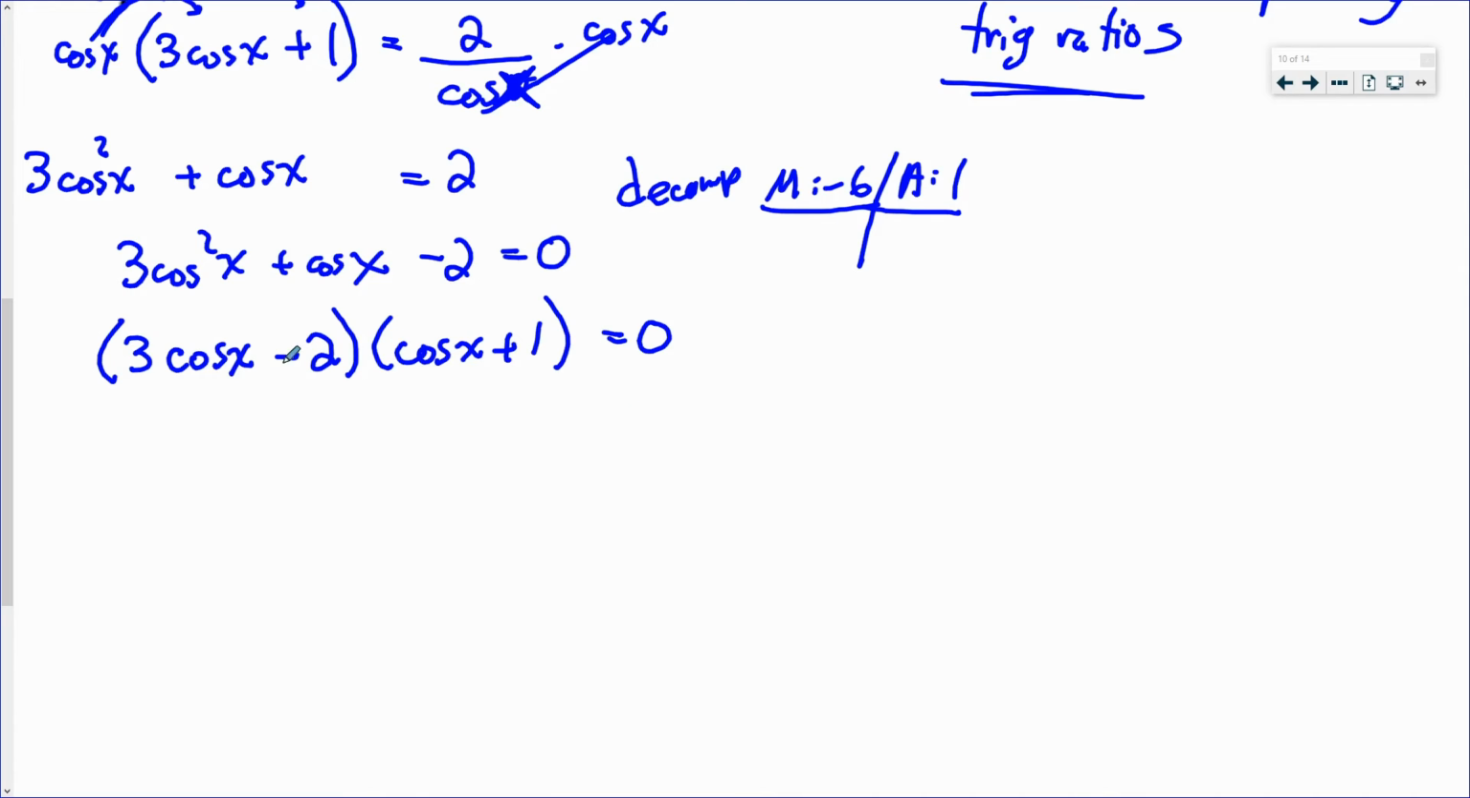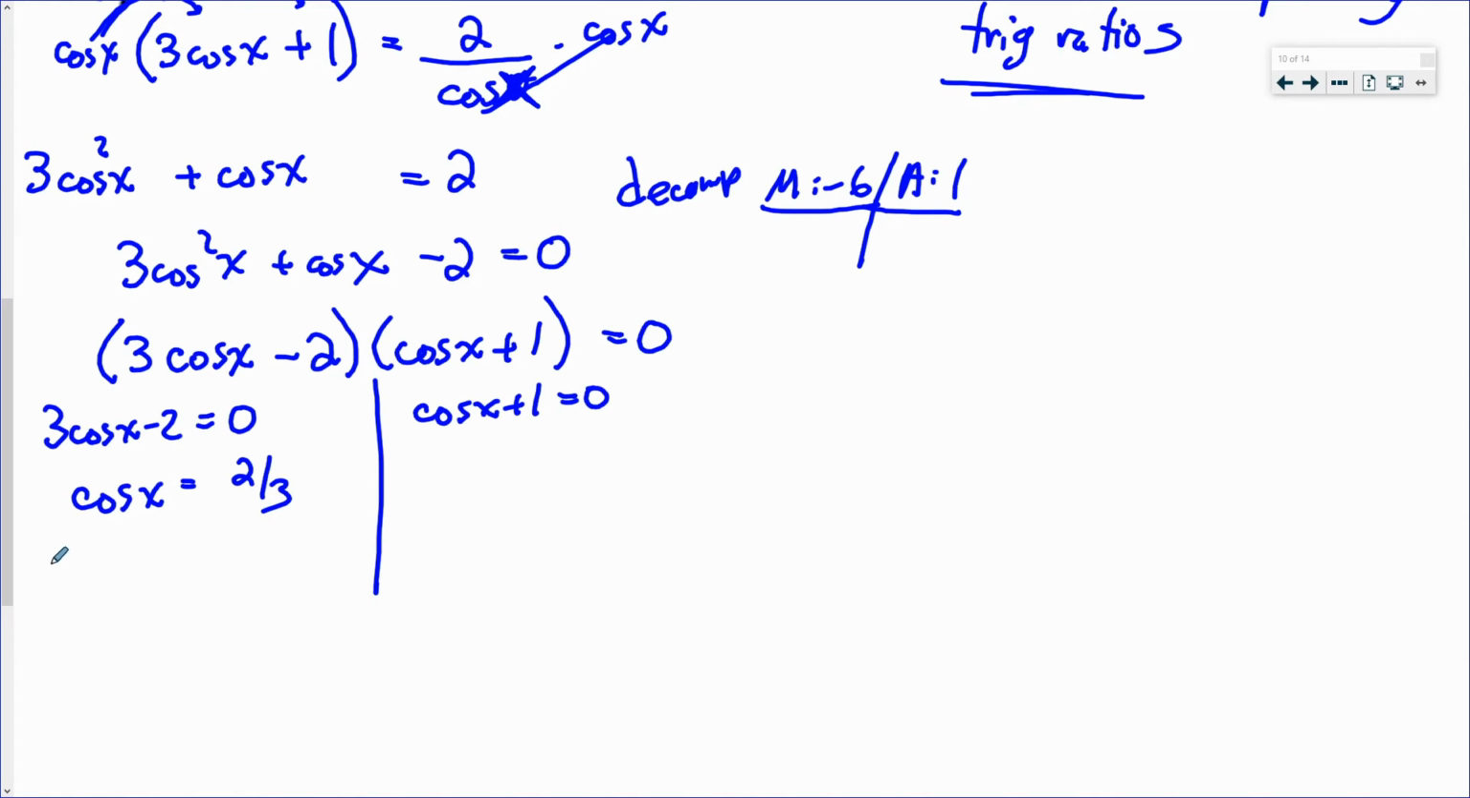Okay, so now you can do the 0 product property, right? And you can solve this first equation equal to 0, and you can solve this second equation equal to 0, and then give me some values here. So this one is going to give you cos x equals 2/3. And that is a non-exact value.